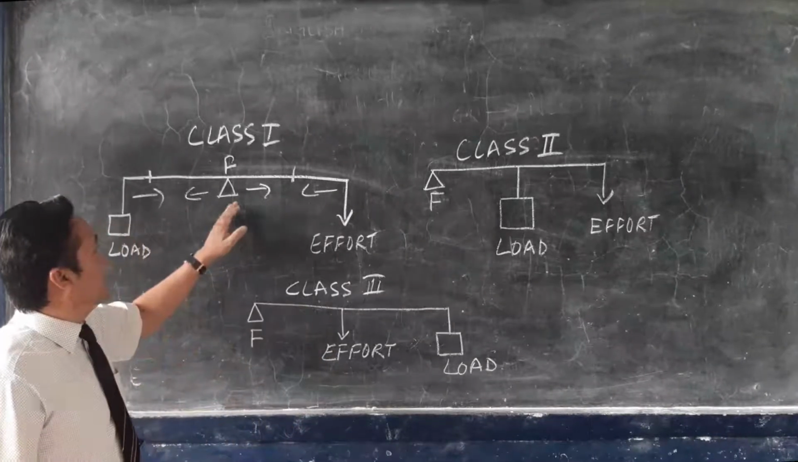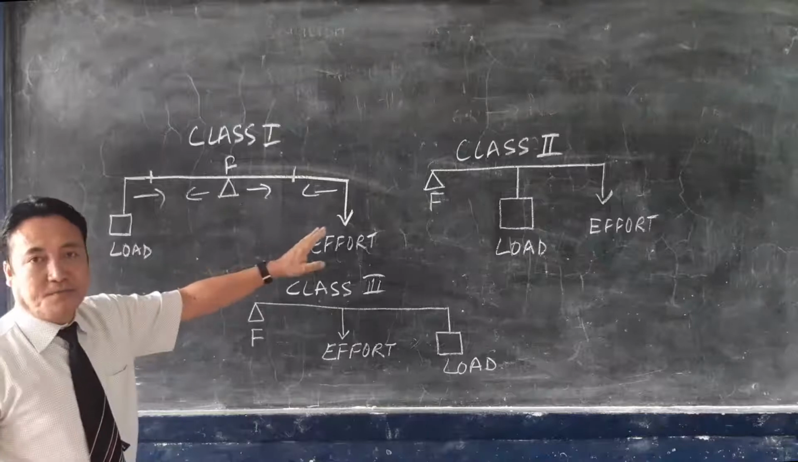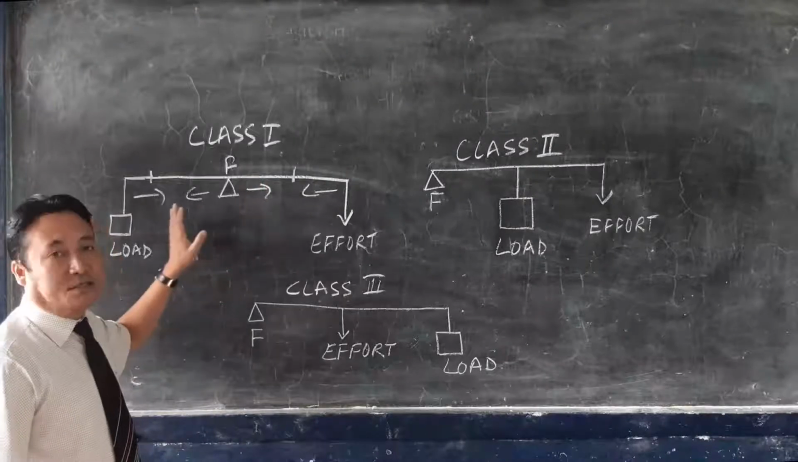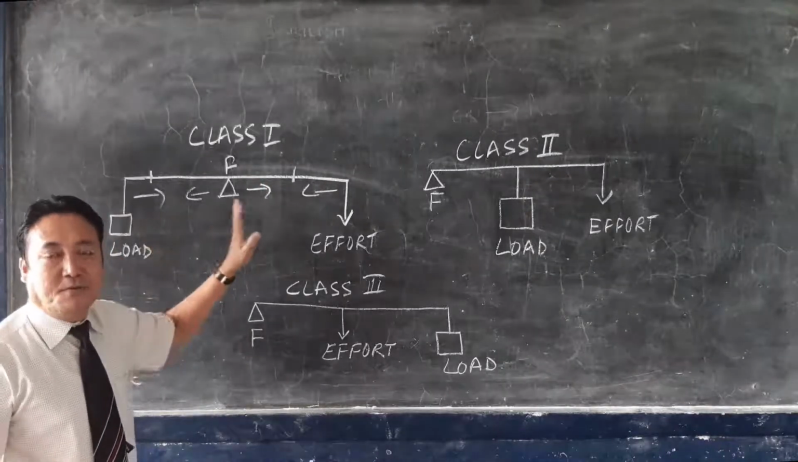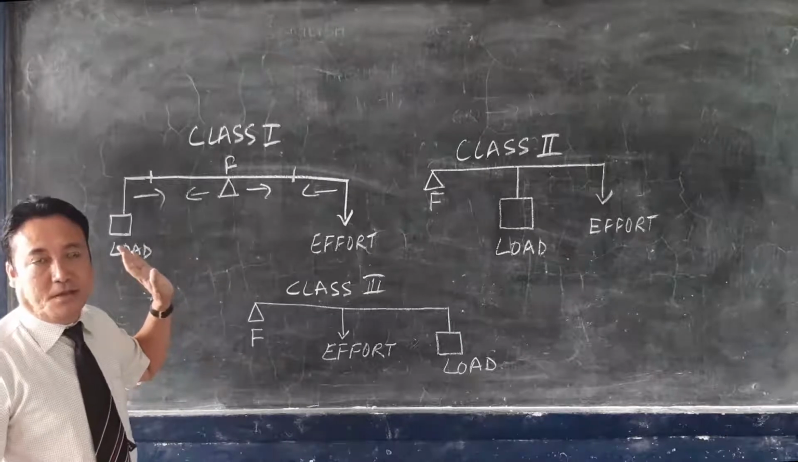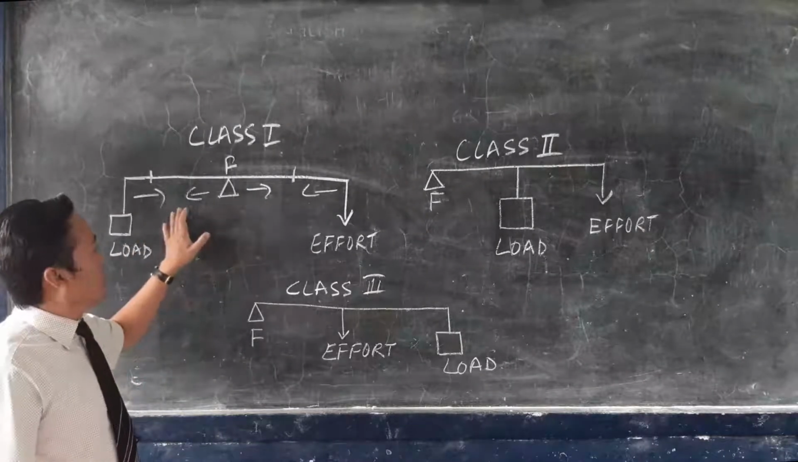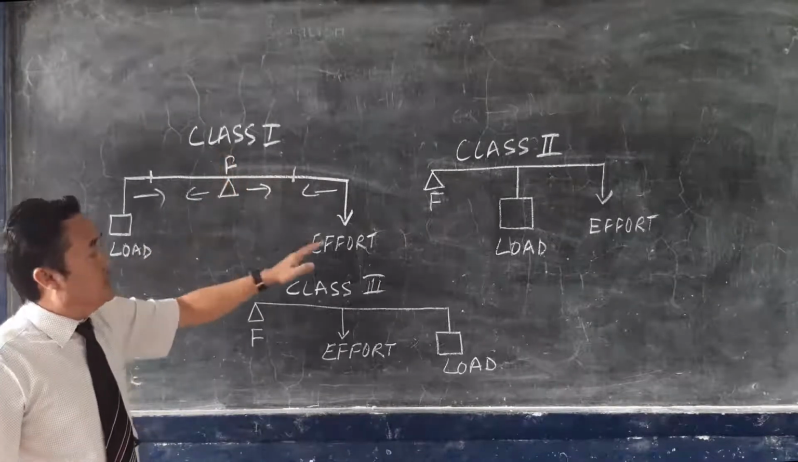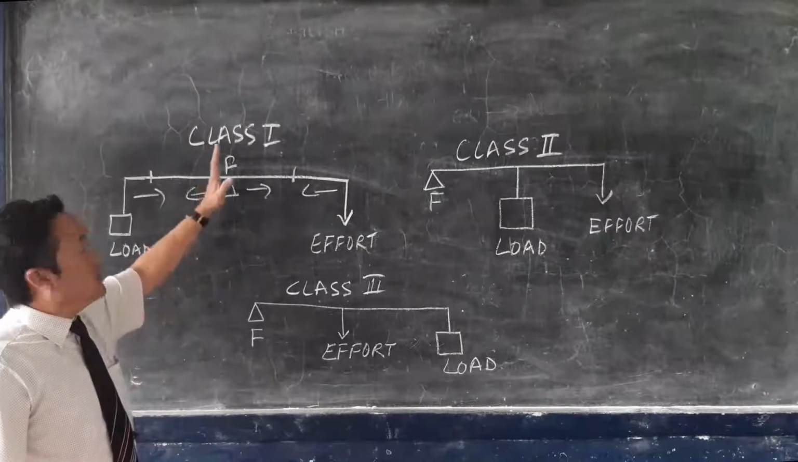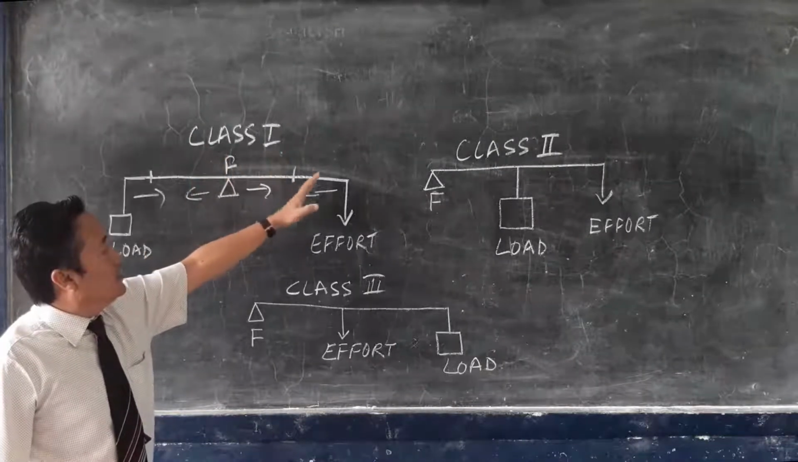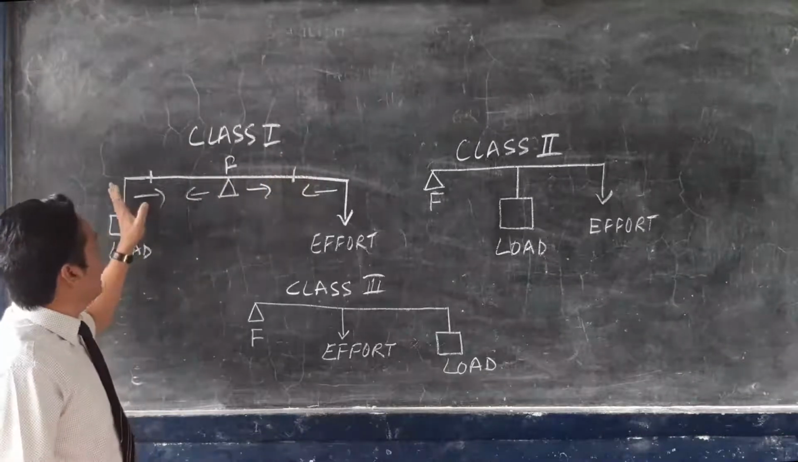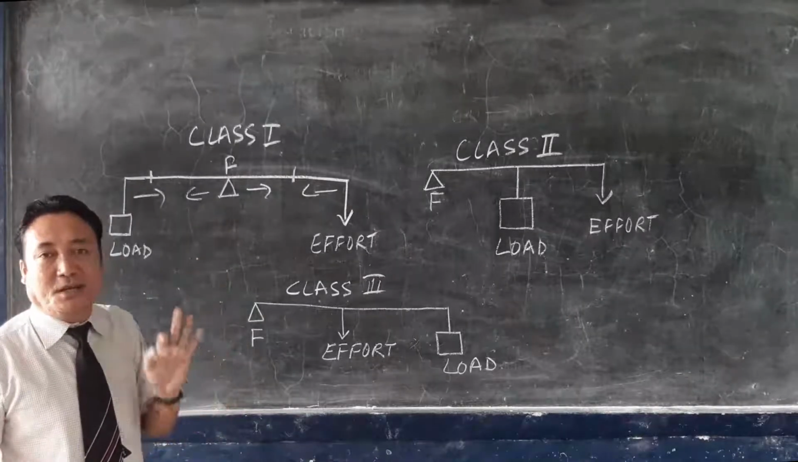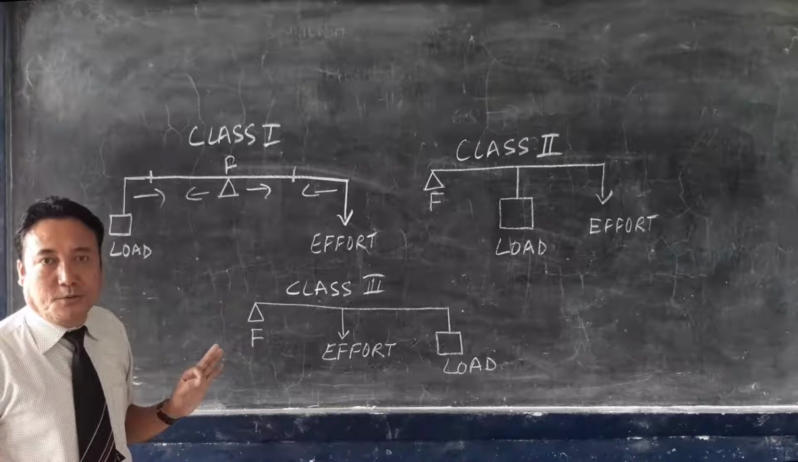Now in class 1 lever, the fulcrum is between the load and the effort, and the effort arm can be equal to the load arm. This effort arm and load arm become equal when the fulcrum is equidistant from the effort and the load. If the fulcrum is at the center, at equal distance from the load and the effort, then the effort arm and the load arm will become equal. So in class 1 lever, effort arm can be equal to load arm.